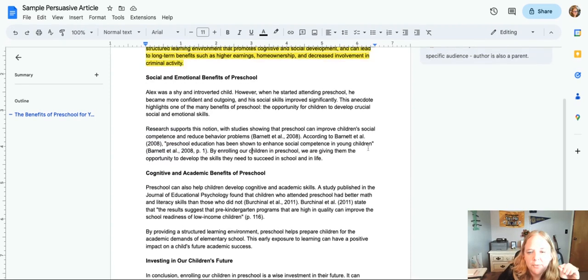So a couple things I want to point out here about the citation. First of all, notice how this first piece of cited information says, with studies showing that preschool can improve children's social competence and reduce behavior problems. This is a summary statement from a source that is cited. The reason it's a summary is because it's giving an overview, overall information about a source. If it was a specific piece of information, like a statistic from that source, and it was not a direct quote, then that would be a paraphrase.